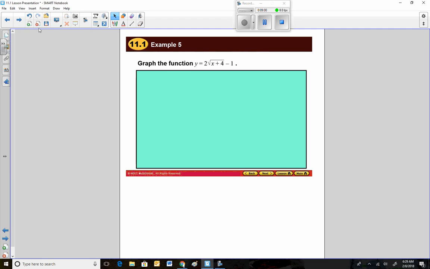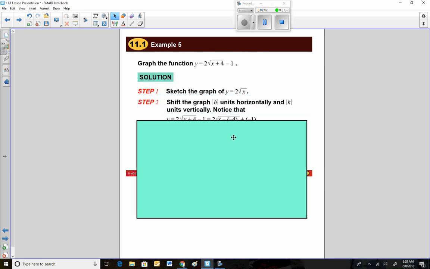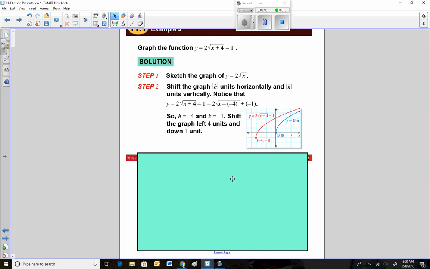All right. Here's another example. Oh, wow, this combines everything. The 2 would cause it to stretch closer to the y-axis. The +4 would cause it to move horizontally. And the -1 would cause it to move down 1. So we have all kinds of things going on there. Here, let's take a look at the graph.